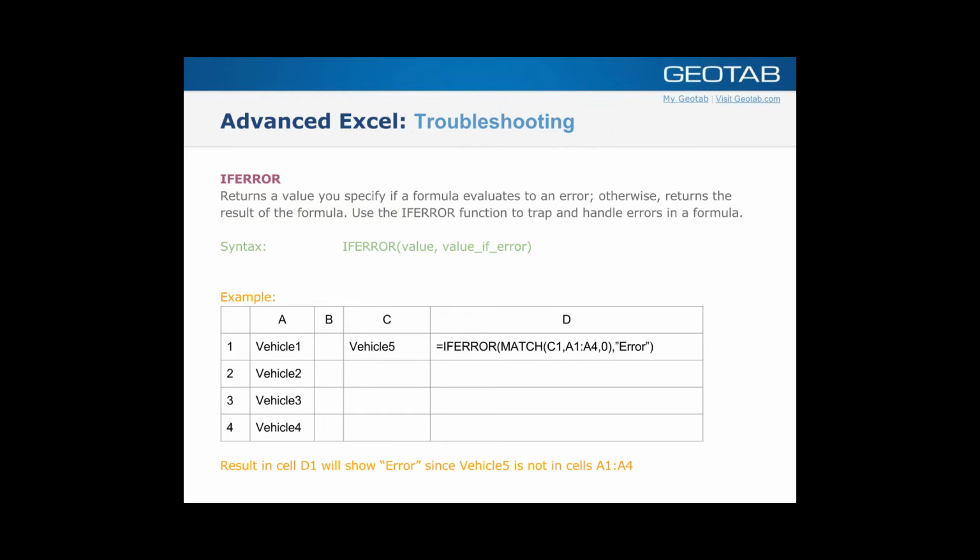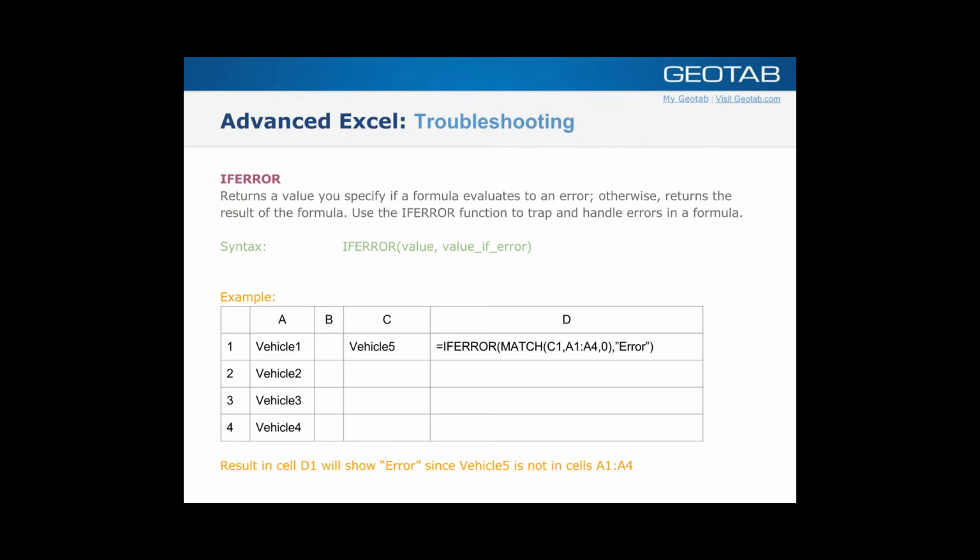So what I'm really telling it to do is say, if vehicle 5 is not in the list in column A, then result with the word error. That's essentially what that formula is doing. Let's walk through it. Because my IF statement is built into this, I'm saying equals IFERROR, and anything contained in that bracket before the comma is what I'm looking at. So I want to know if that results in an error.